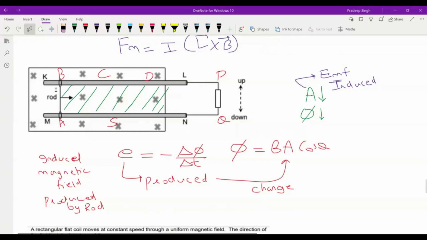So current is clockwise. Yes, current is clockwise. So if the area is reducing, Christine, tell me, what will be the direction of induced magnetic field? Should it be into? It is into. Because if the area is reducing, the crosses are reducing. So to counter that, the rod is going to produce its own cross. And then we use the right hand rule to go clockwise. So the current is actually going down.